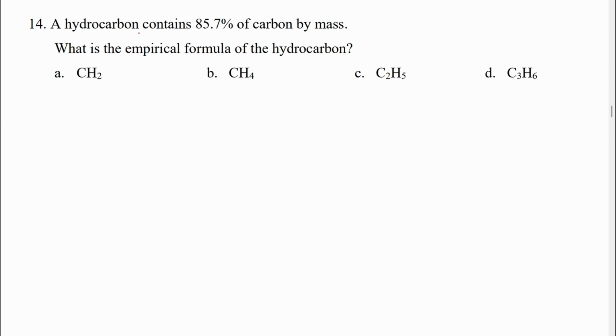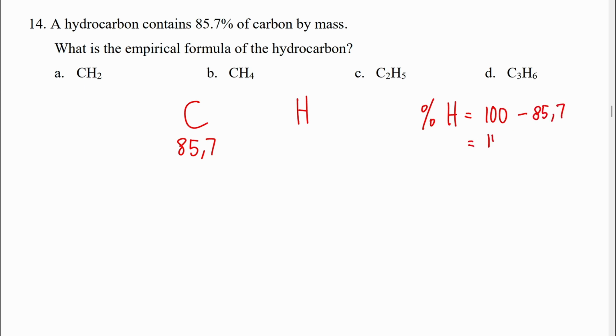Next question. A hydrocarbon contains 85.7% of carbon by mass. What is the empirical formula of the hydrocarbon? Okay, so what is hydrocarbon? It is an organic compound that contains only carbon and hydrogen, right? So carbon contains of 85.7. So how many percent of hydrogen? Then we find the percent hydrogen in here equals to the altogether add up to 100% and then minus with the carbon itself, which is 85.7.